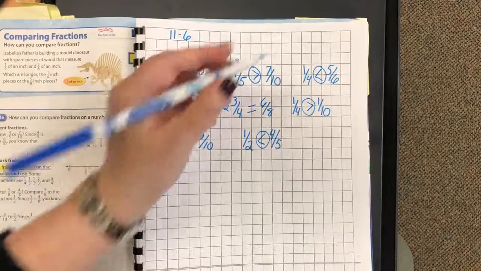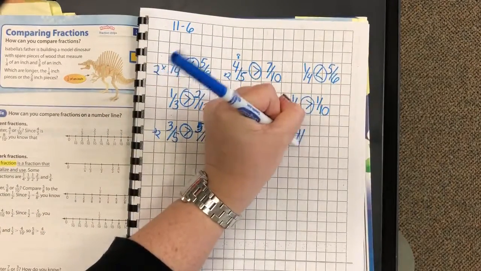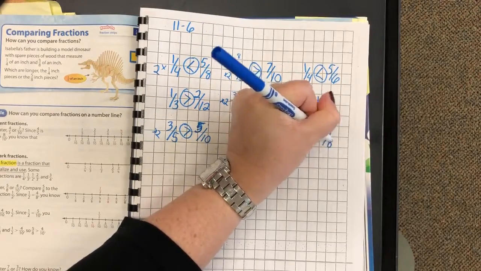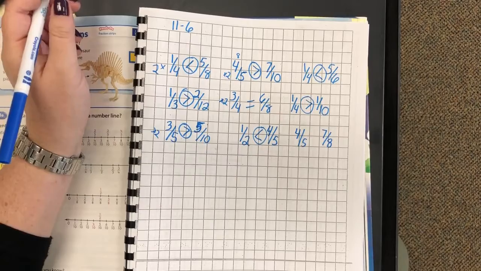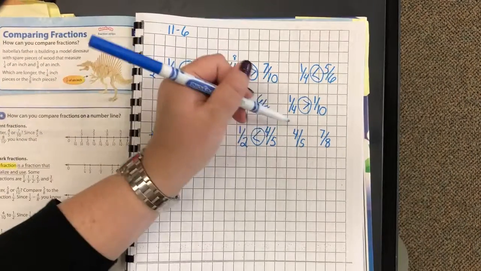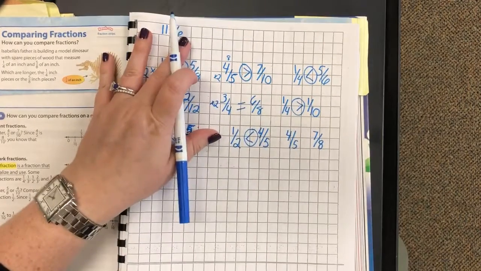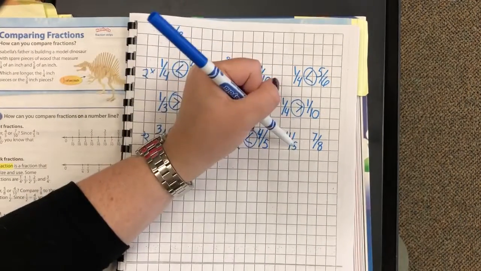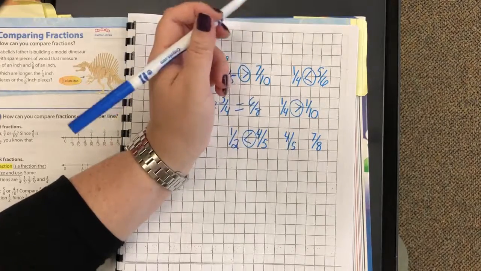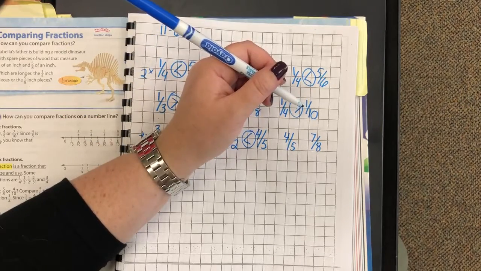But what if I have something like, let's say, 4/5 versus 7/8? They're both 1 away. It's almost a whole. Can I make a 5 turn into an 8? They are not equal. Can I make a 5 turn into an 8? No. So here's what you do.